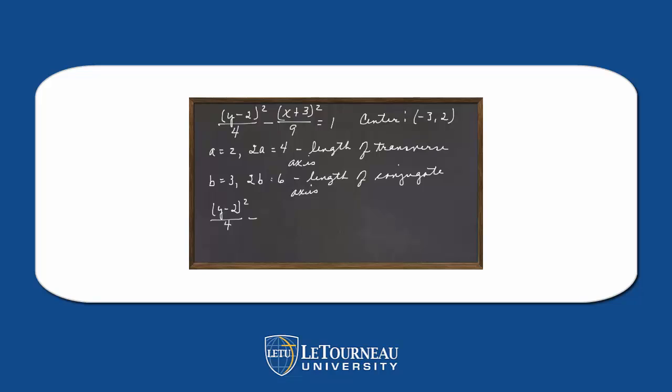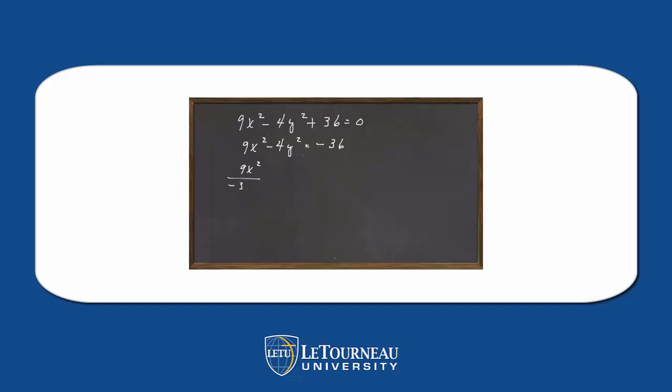Now, let's get some asymptotes. Remember, we take that hyperbola, we set it equal to 0, then we solve for y. Now be very careful, this is a little bit more difficult than the previous one. Let's multiply both sides by 4, and then let's basically take the square root of both sides. Y minus 2 will equal plus or minus 2/3 of x plus 3. Those are our asymptotes.